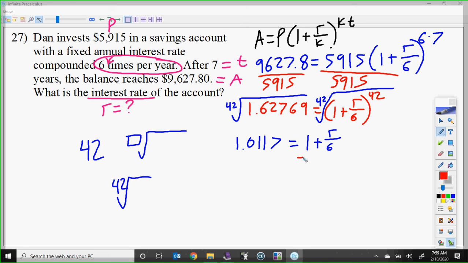I'm going to subtract 1 from both sides. And so if I subtract 1, I just end up with 0.0117 r over 6. And I am using the full value, so I'm only writing out 0.117, but on my calculator I'm using that entire decimal. I just don't want to write it out each time. Multiply both sides by 6.